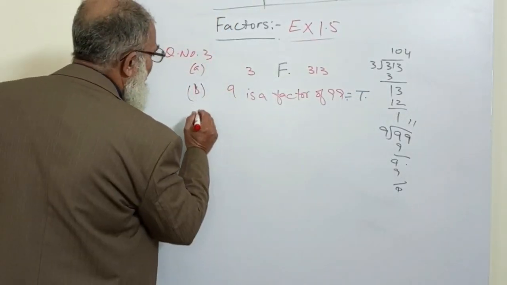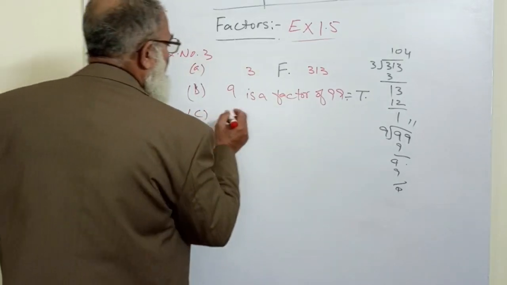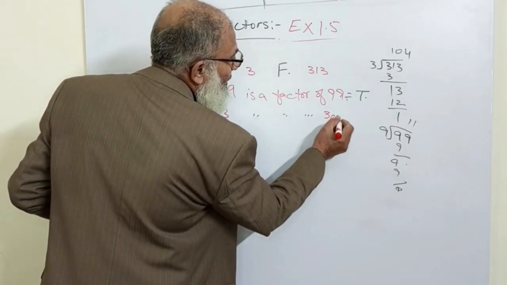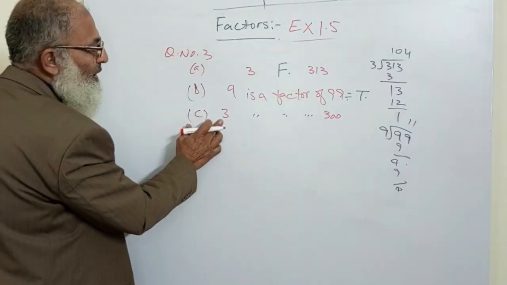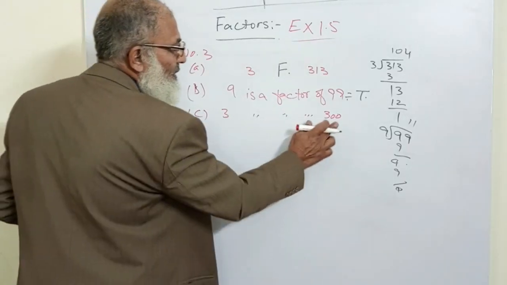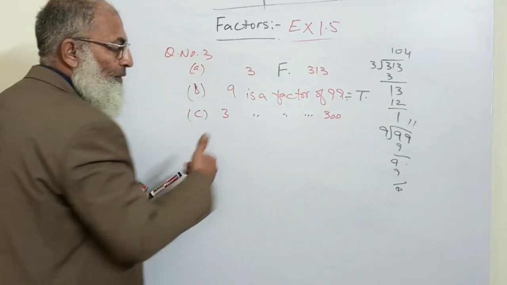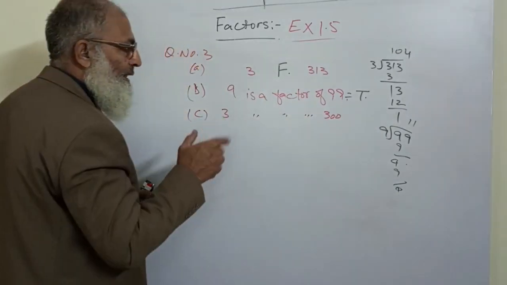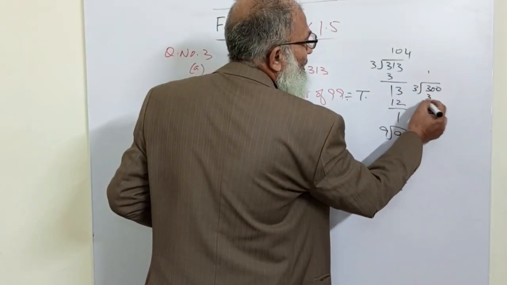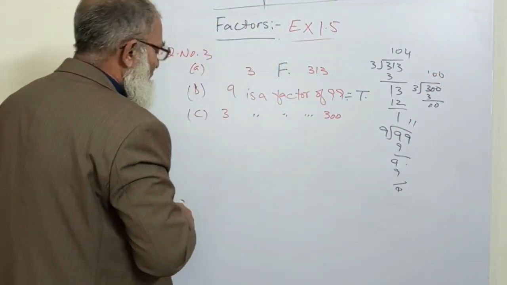Next, 3 is a factor of 300. So again you see that if we add these digits, the answer is 3. So this is divisible by 3 and you can also check it. Don't do it straight away, just check it and then do it. 300, 3 ones are 3, 0, put a 0, 0 and put a 0 here. So this is true.